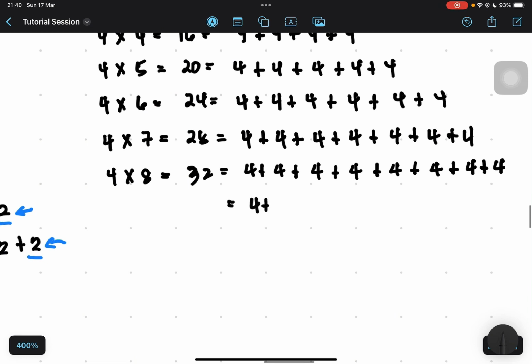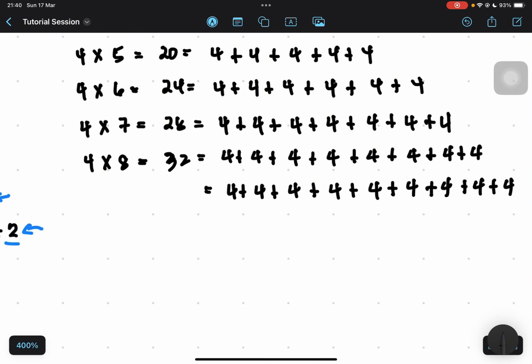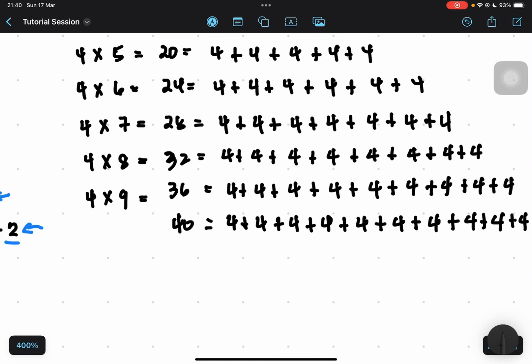Adding another 4 on it, so there are 9 fours. Adding all together, it becomes 36. So that is 4 times 9. And adding another 4 on it, it becomes 40. That is 4 times 10.